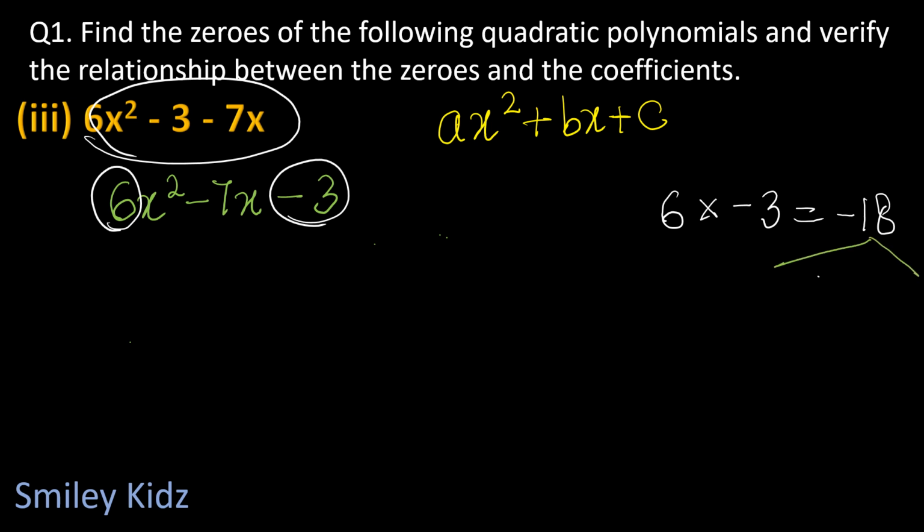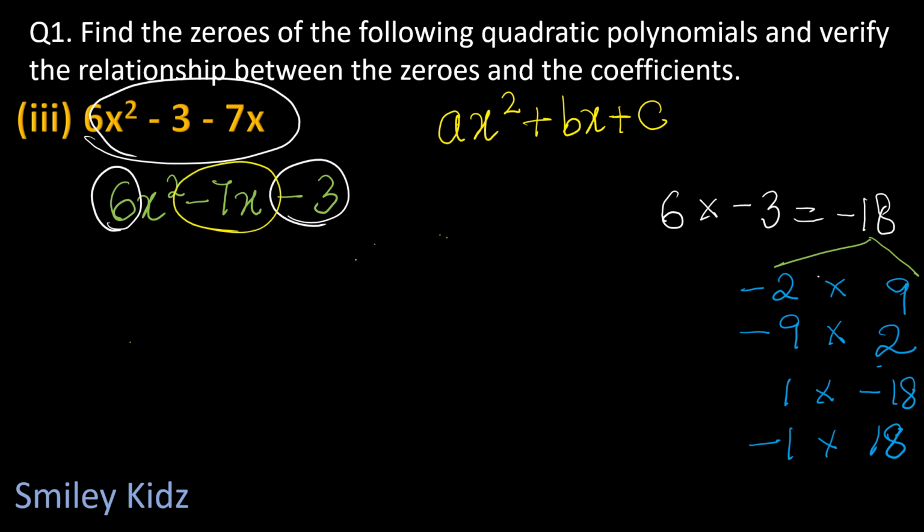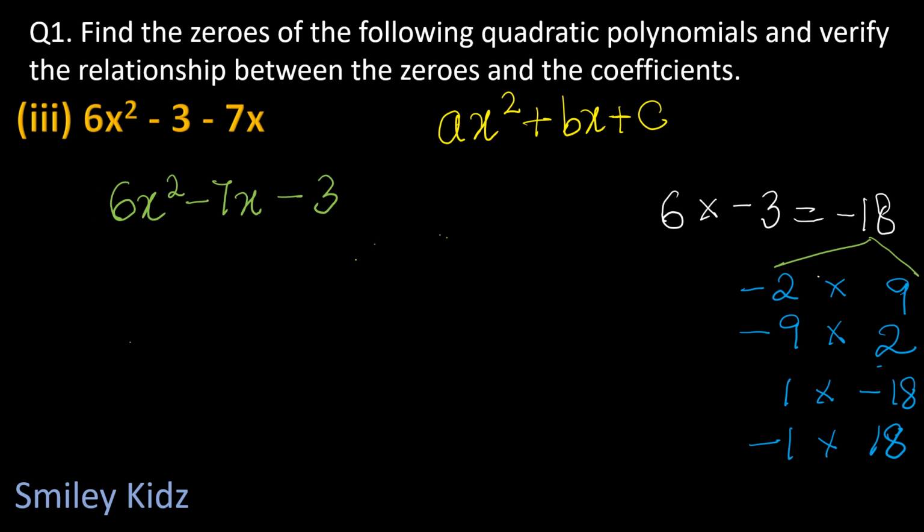Now we're going to find out the factors of this. So first we have minus 2 times 9. Then we have minus 9 times 2, isn't it? Or we have 1 times minus 18 or minus 1 times 18. So all these factors are going to result in minus 18. Now let's see one by one which is going to satisfy our splitting the middle term procedure. So first we have minus 2 times 9.